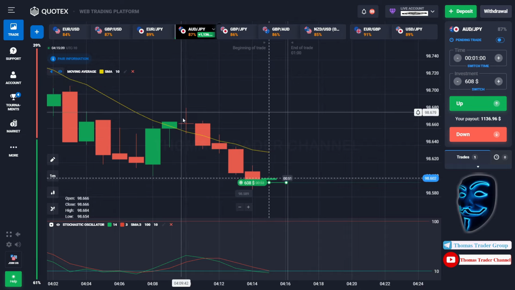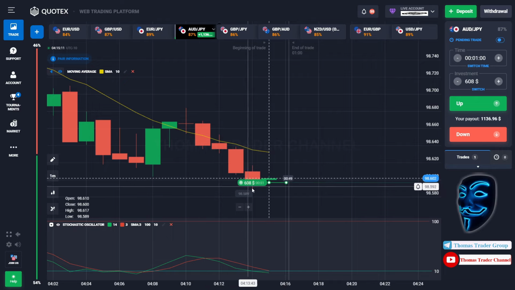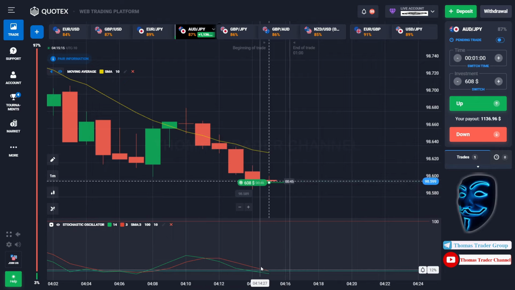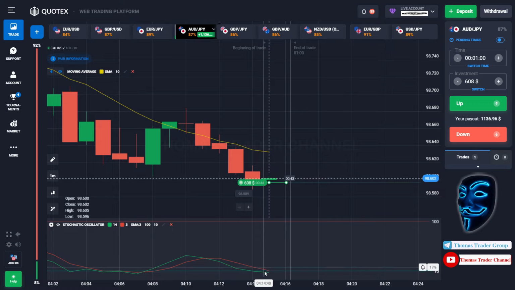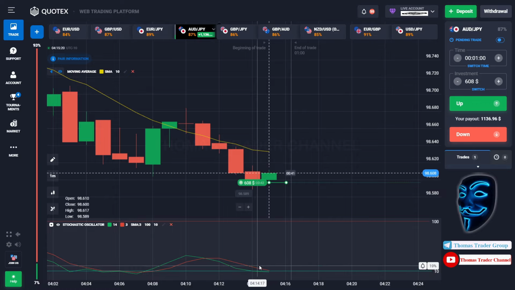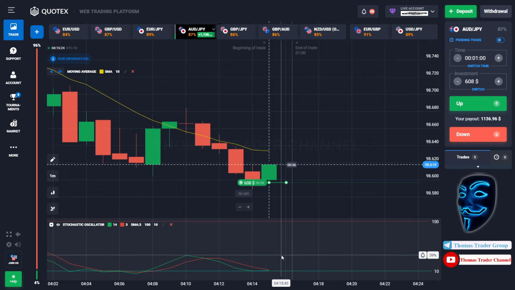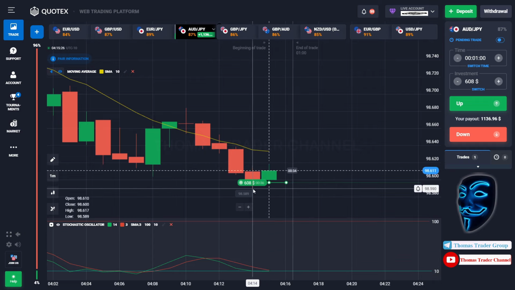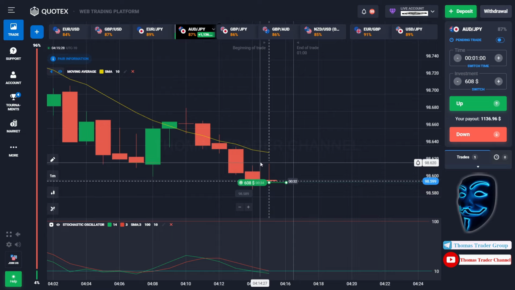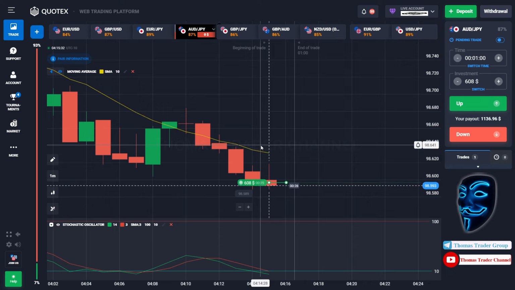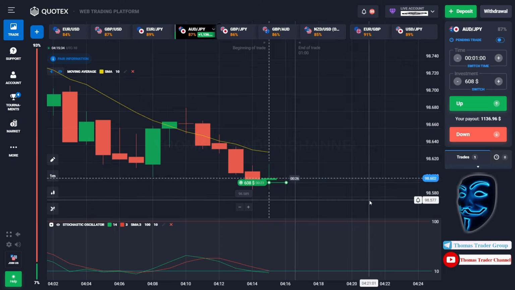As you can see, the market is going bearish, but the market has already touched the oversold area. When the market has the oversold area, the market will make a rebound. And the market will make a correction to the moving average line before it continues the bearish trend. Let's profit and let's wait till the end of our trade.